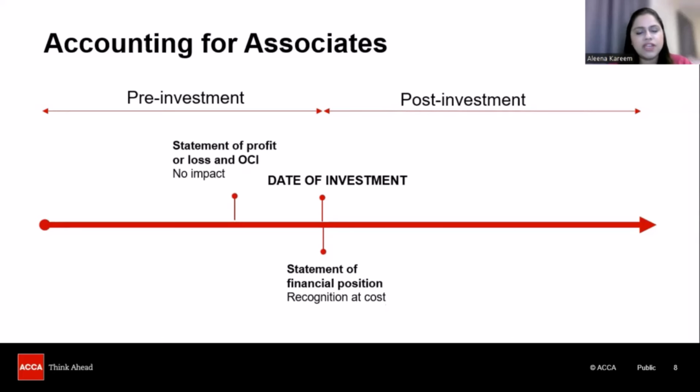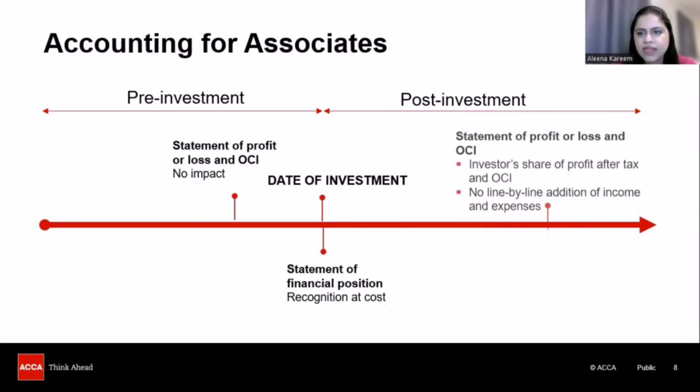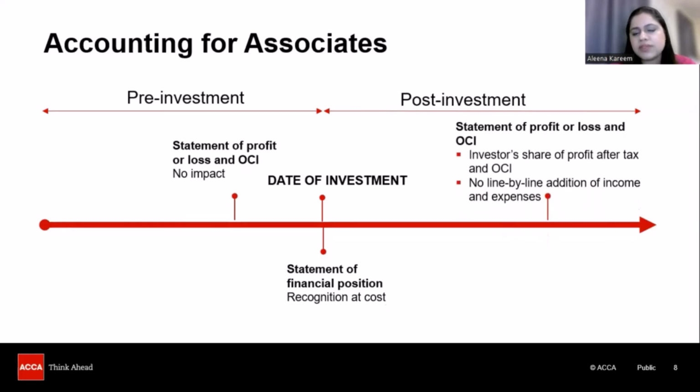So the initial measurement of an associate is at cost. Then, if we talk about the post-investment time period, once again the working is much simpler than for a subsidiary company. There is no line-by-line addition of any income or expense. Rather, we have a one-line entry that we make. The investor's share in the profit after tax and OCI, depending upon the percentage, is what we identify and add to the group profit.